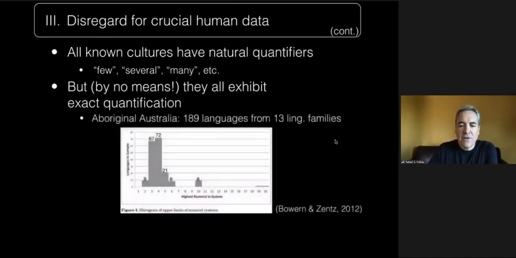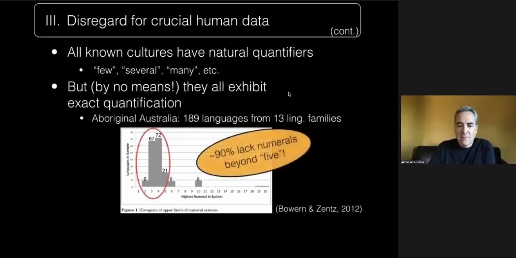For example, a paper from Bowern and Zentz a while ago, documenting Aboriginal Australian languages, out of nearly 200 languages from 13 different linguistic families, found that 90% of these languages lack numerals, that is, signs for numbers beyond 5. So this means it's not just a few exotic languages lost somewhere. This is pretty much what you observe in Aboriginal Australia, and certainly before the contact with the British a couple of 200 years ago, which pretty much disseminated many of the cultures there.